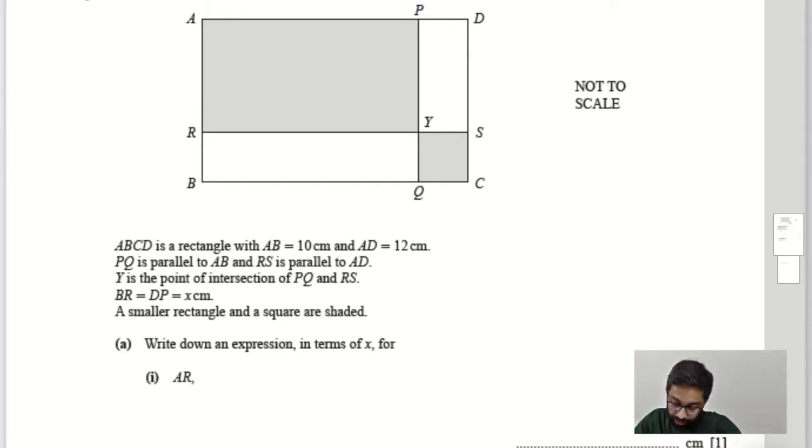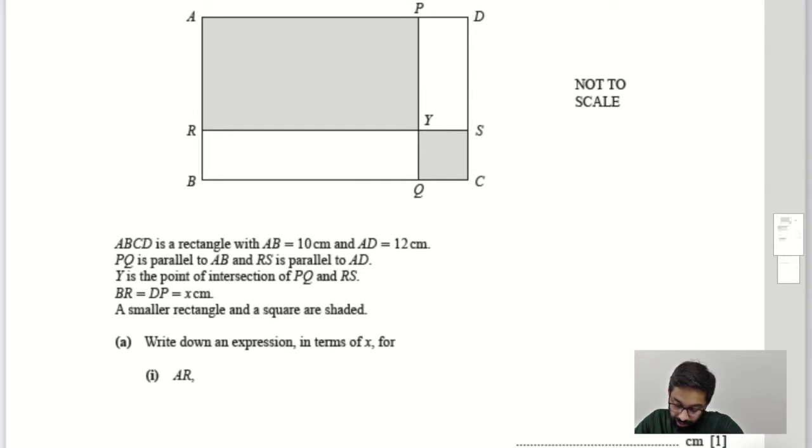and two unshaded rectangles. The question says ABCD is a rectangle with AB equals 10 and AD equals 12 centimeters. PQ is parallel to AB and RS is parallel to AD. Y is the point of intersection of PQ and RS. BR and DP equals X centimeters. A small rectangle and a square are shaded. This and this. Okay. Write down an expression in terms of X for AR.